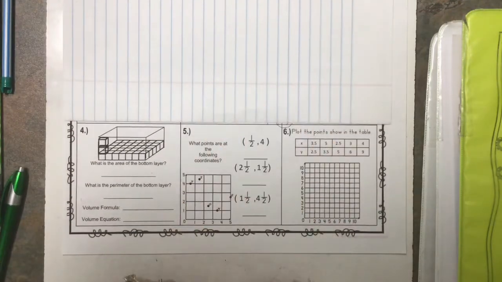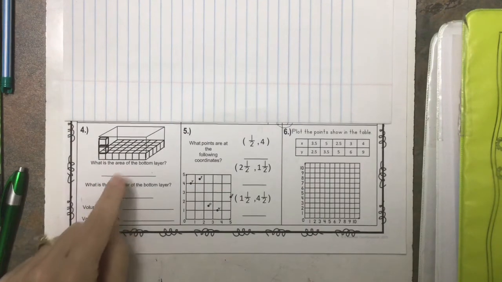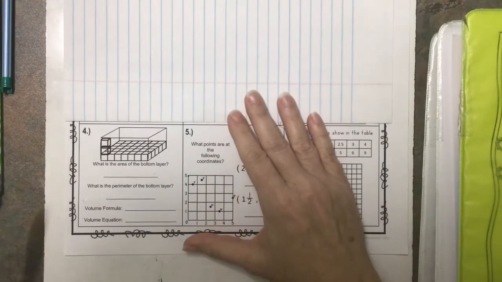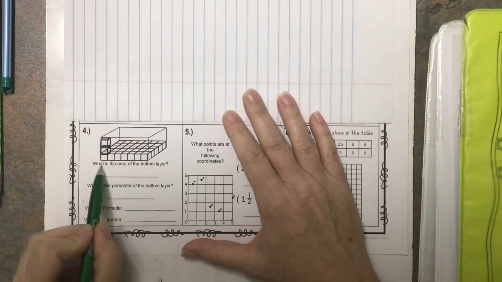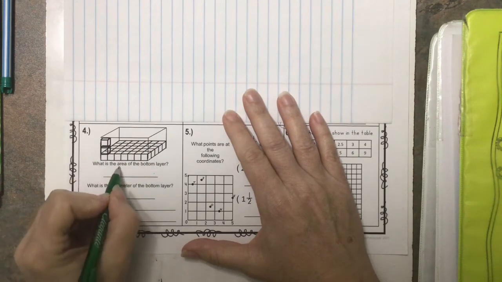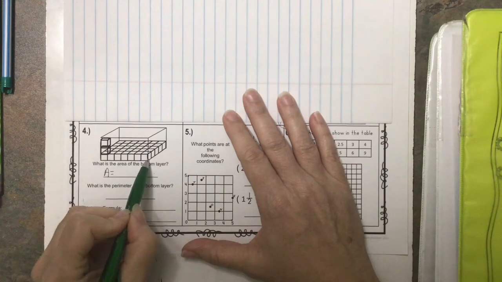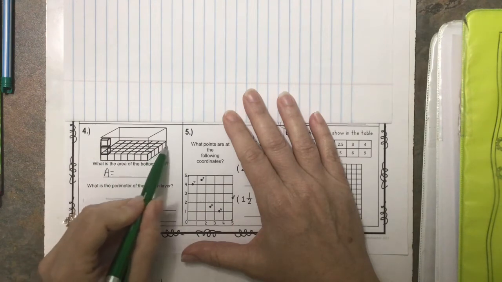Okay, let's look at the last 3 problems on this sheet. I'm checking my time on the video. Okay, so we have a volume and area and perimeter problem, all 3. So you need your formulas. What shape is this, by the way, on the bottom? It says, what is the area of the bottom layer? So we need area equals, it's either going to be side times side, or it's going to be length times width. Are these 2 measurements the same?